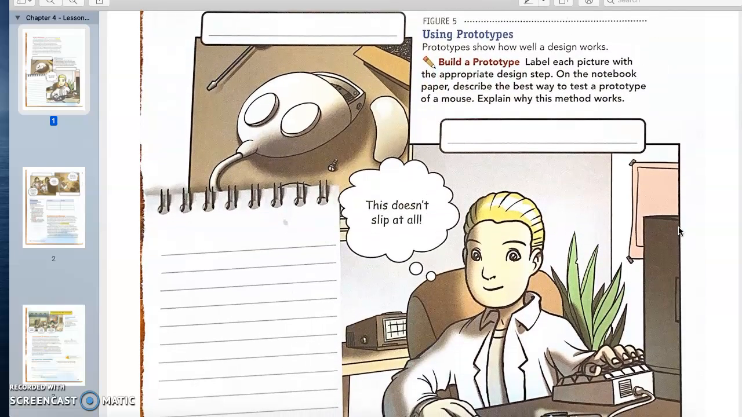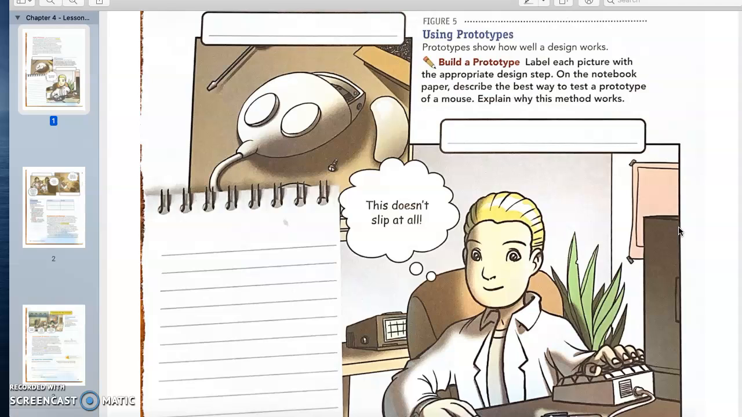So let's take a look at Figure 5. It says, build a prototype. Label each picture with the appropriate design step. On the notebook paper, describe the best way to test a prototype of a mouse. Explain why this method works. So, we're either going to write build a prototype or test a prototype above the pictures.